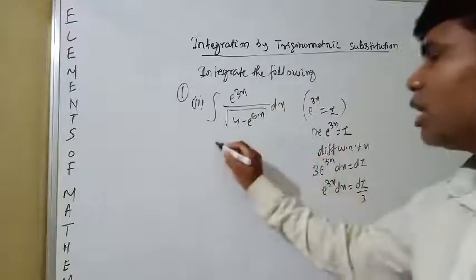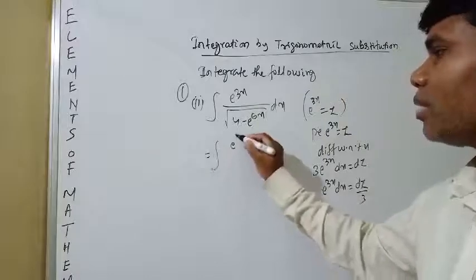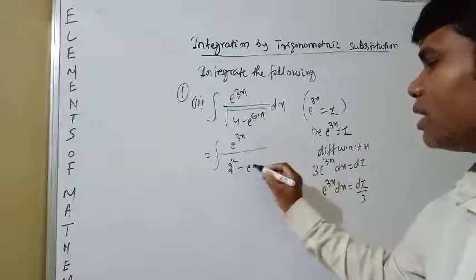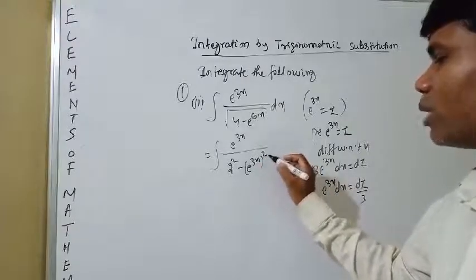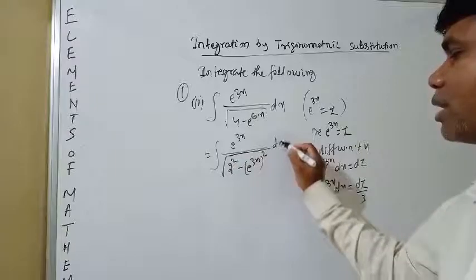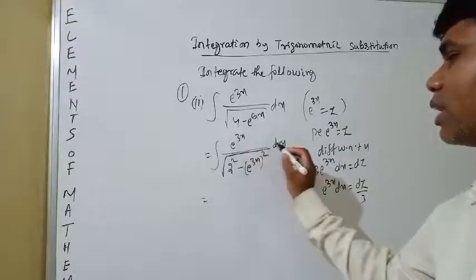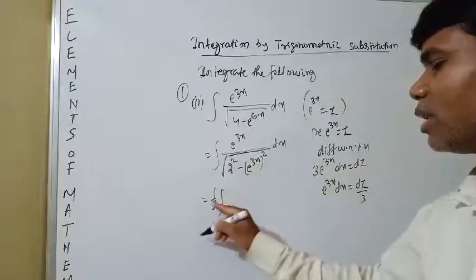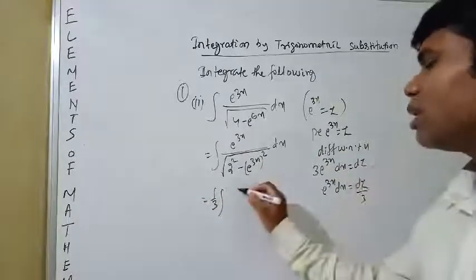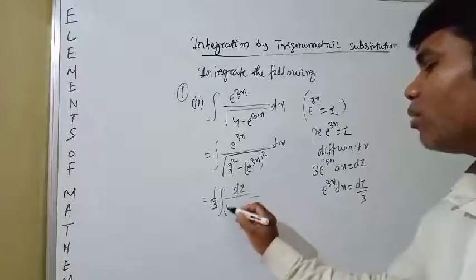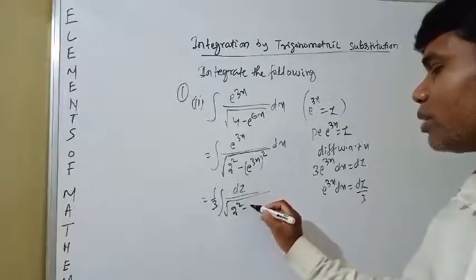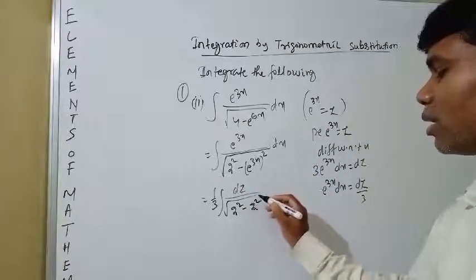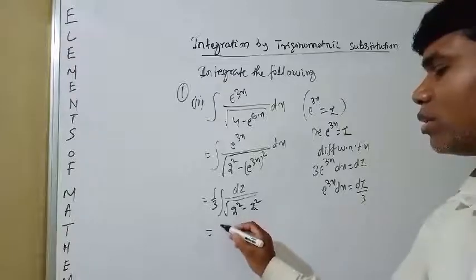Here you write e to the power 3x by root over 4, meaning 2 square, minus e to the power 6x, meaning e to the power 3x whole square, dx. Use e to the power 3x dx is equal to dz by 3, taking common 1 by 3 outside. That is dz by root over 2 square minus z square.